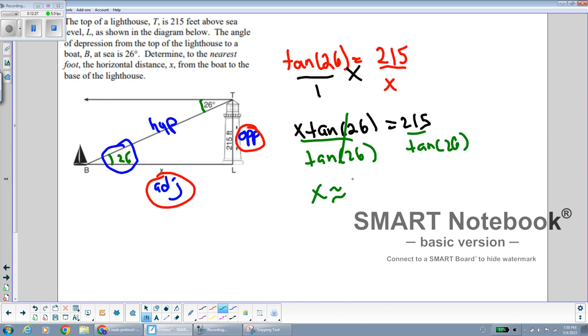Let me type this in my calculator. It does say the nearest foot, so that's the nearest whole number. So I have 215 divided by tangent of 26. And I got x is approximately 441 feet if I'm rounding to the nearest whole foot.